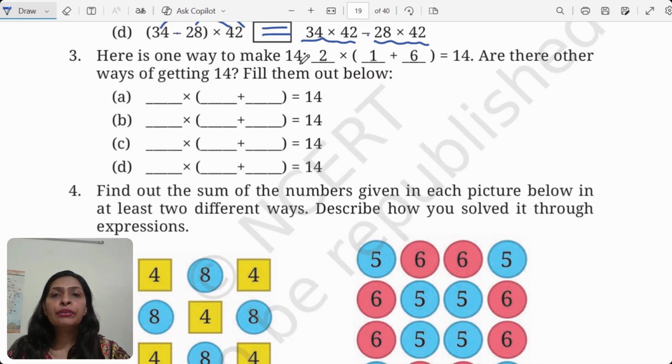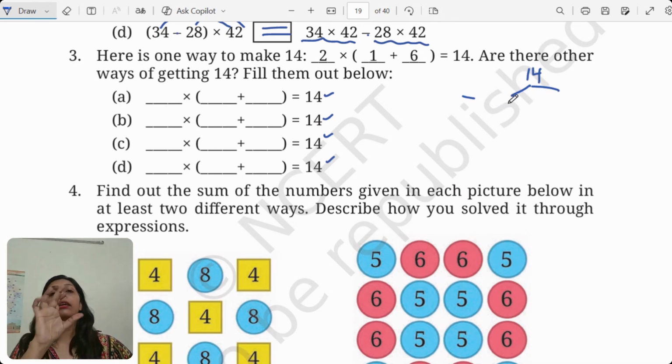Moving to question number 3. We have here that 14. We have to find different ways by which multiplying I get the answer 14. One is done for us, that is 2 multiplied by 1 plus 6. So let's understand in a simpler way. You can do the prime factorization of 14, or in your mind you can find which two numbers give me 14, that is 2 multiplied by 7.